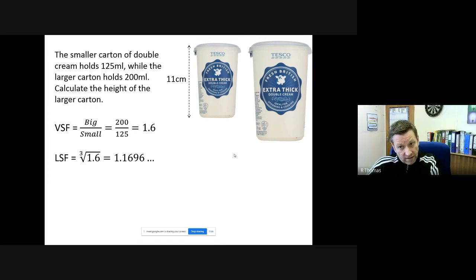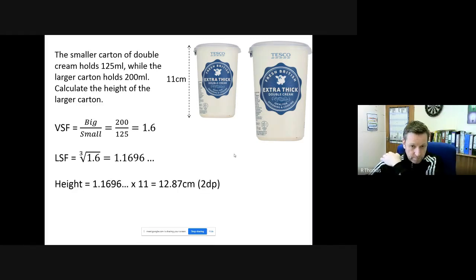So the height of that larger tub is 11 times that number, which I had as 12.87 centimeters, which looks and feels about right. Okay, so I hope that's all okay. Let's move on again. Now, going to up it a notch again.